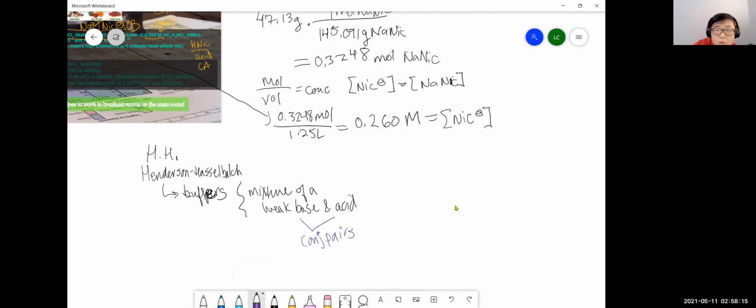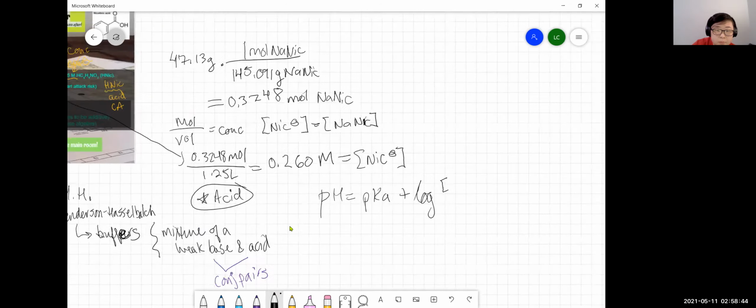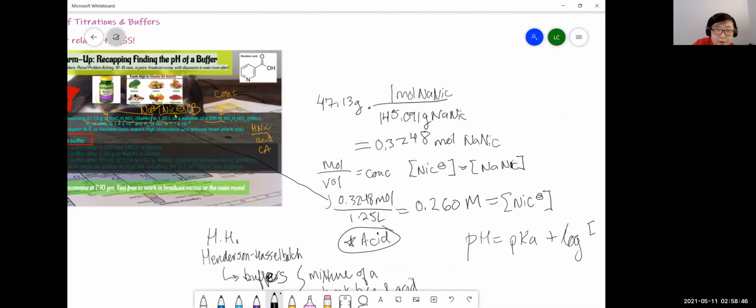So for this one, once you get that, all you need to do is pH equals pKa plus log of the conjugate. I always remember it as the conjugate. In this situation, it's an acid situation. You also want to target and say this is an acid situation because we're given an acid and its conjugate base, which is NiC minus.